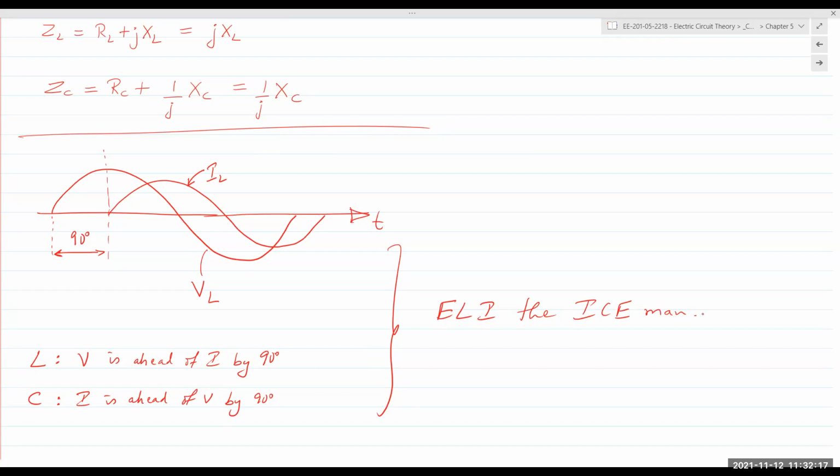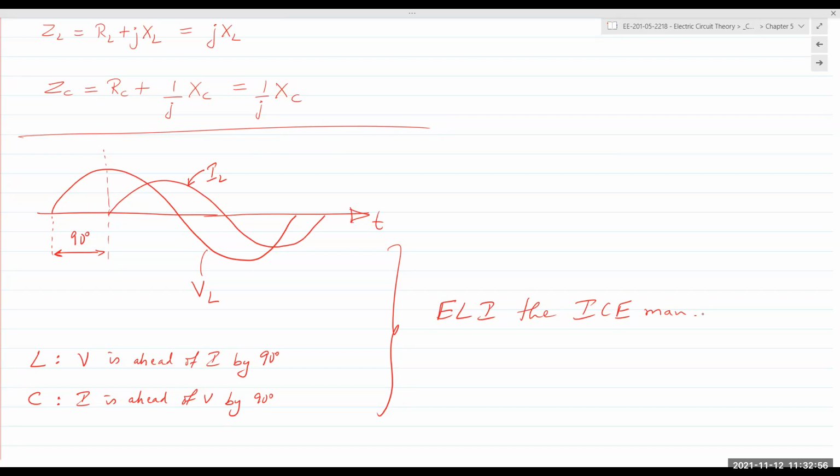What does L stand for? Inductor. C, capacitor. I is current. E stands for electromotive force or voltage. So for an inductor, voltage is ahead of current, or voltage comes before current. For a capacitor, current comes before the voltage. ELI the ICE man. So again, as I said, it's been in use for many, many decades. There are other mnemonics too, but this one is the easiest.